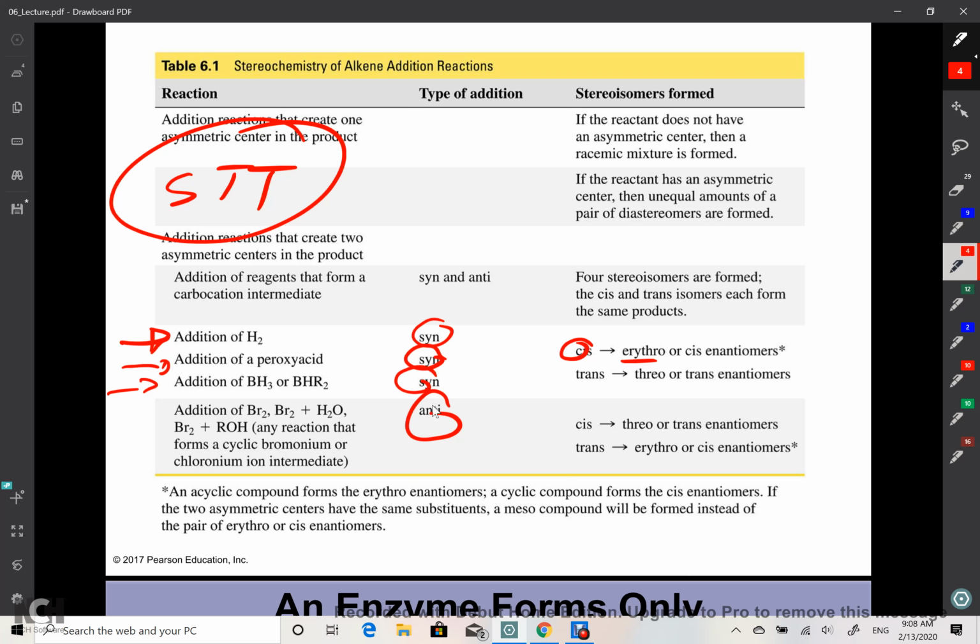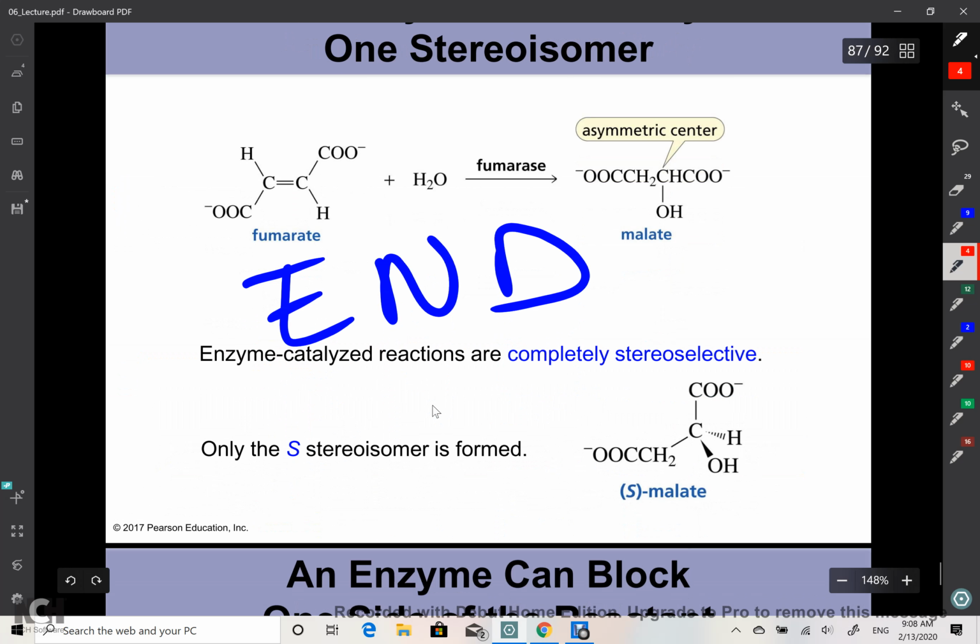For anti-addition, if you start with a trans, you'll be erythro. For anti-addition, if you start with a trans, your product will be erythro. Does that make sense? This is it here. Is that okay, guys? This one will be for those who will go and do biochemistry.